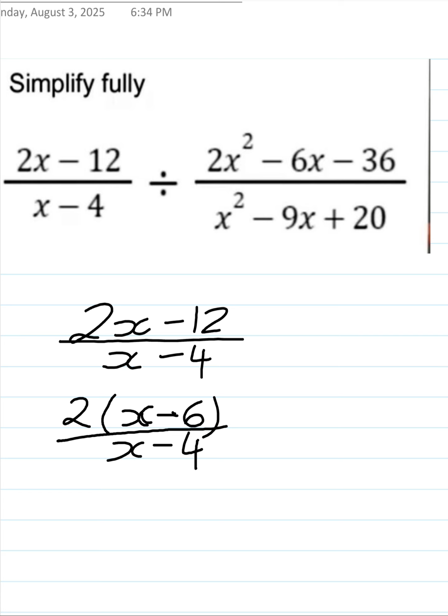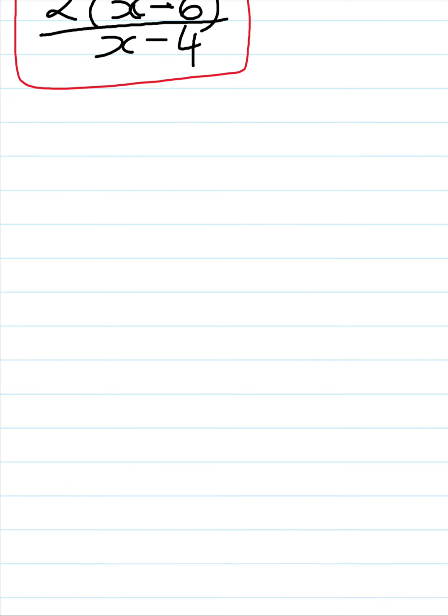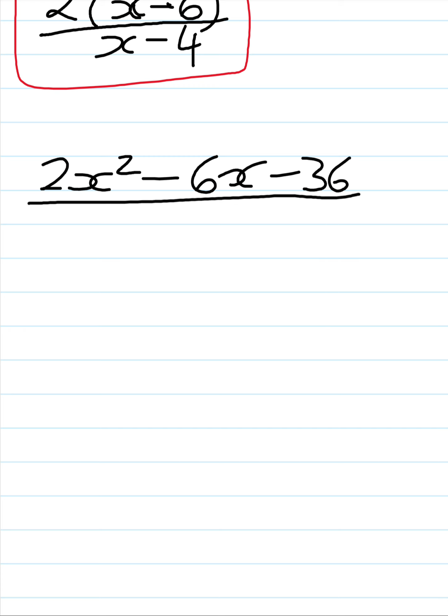Now the second fraction is a lot more involved. Let's take our first fraction and put it over to one side for a moment. We'll come back to it. The second fraction is 2x squared minus 6x minus 36, all divided by x squared minus 9x plus 20.